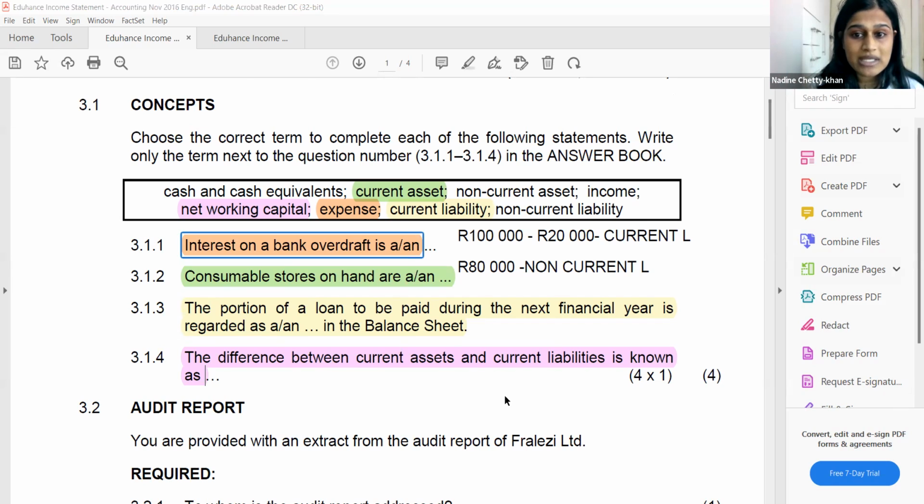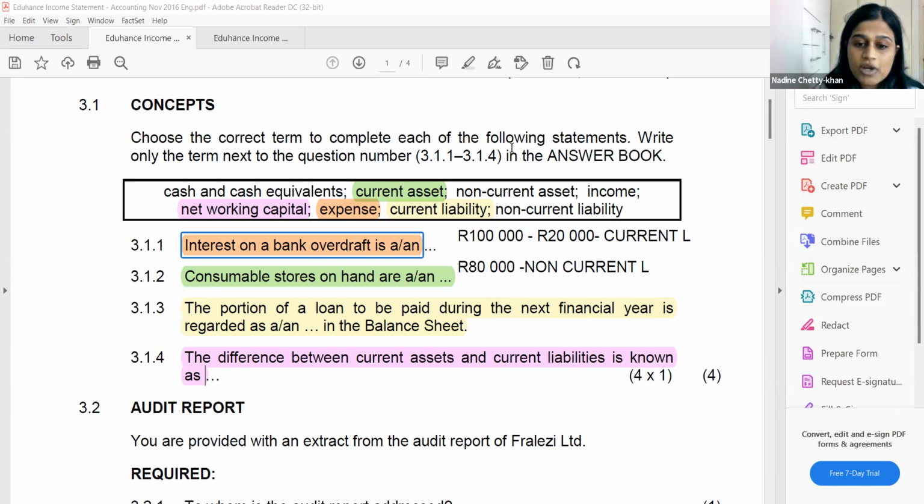Now, what you call it, the asset is consumable stores on hand asset, but that's not an option given to us. So the next thing we can look for is what type of category does this asset fall in? And the only closest option is current asset. Remember, consumable stores is generally used up within 12 months. That's why it's a current asset. Then we go on to 3.1.3.